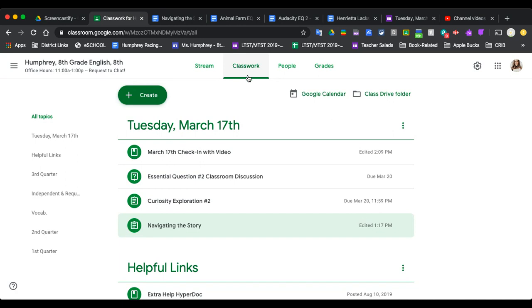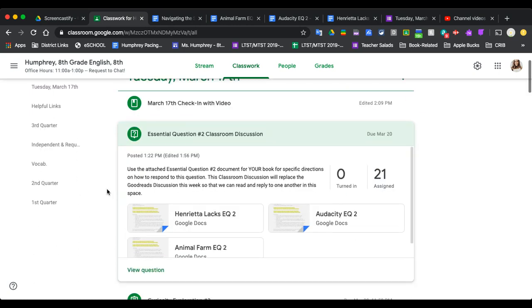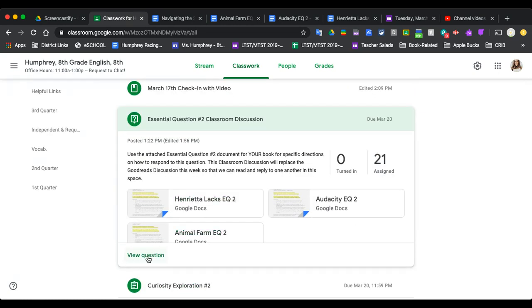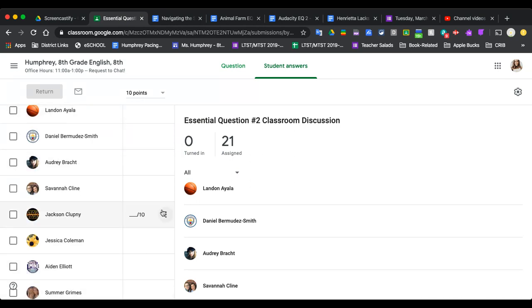You'll go back to classwork again, go to your date, and you're going to click on essential question number 2. You will see that there's a section where you can view the question and turn it in. My view is going to look a little different than yours because it's a teacher view. So this is where I can grade everybody's and assign points and all those things. You should end up having the directions or something around in this space. And then I think you have a box to the right that will show you where you can turn stuff in. Like you'll submit your answer and you can press turn in. So this is how we're going to do this.